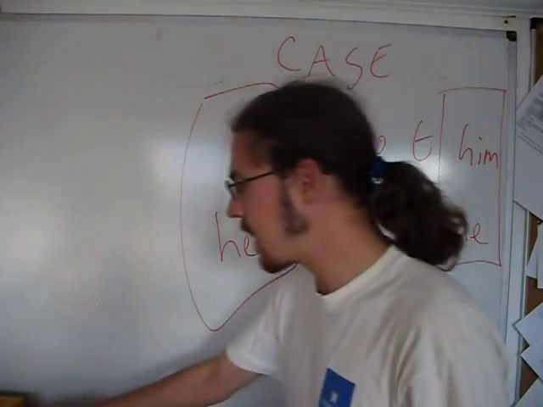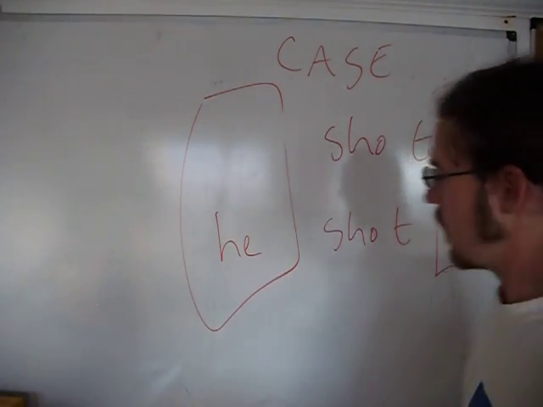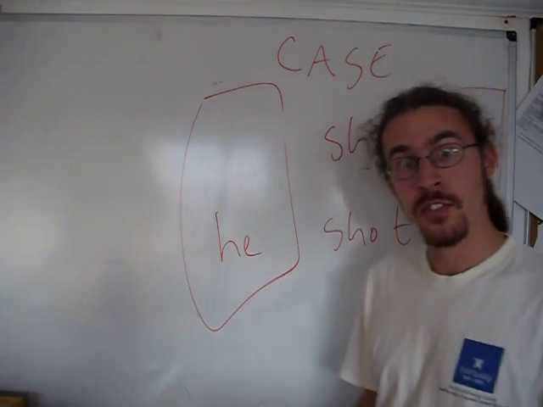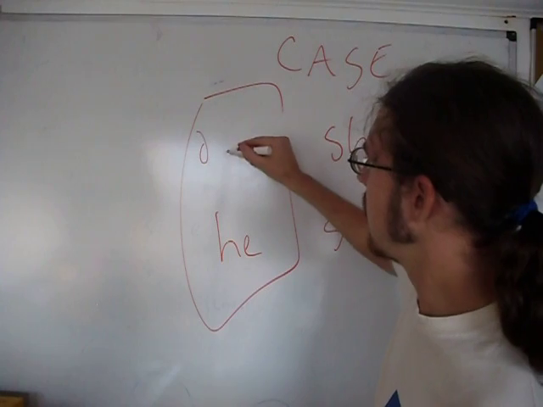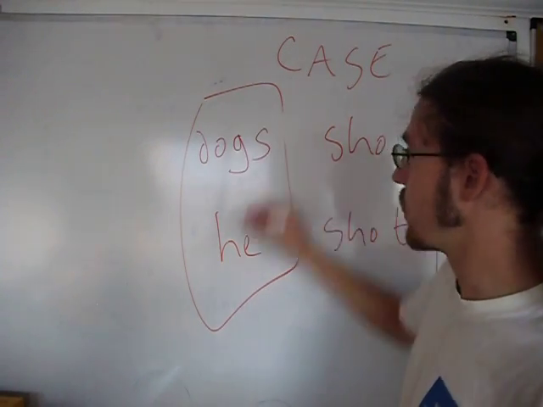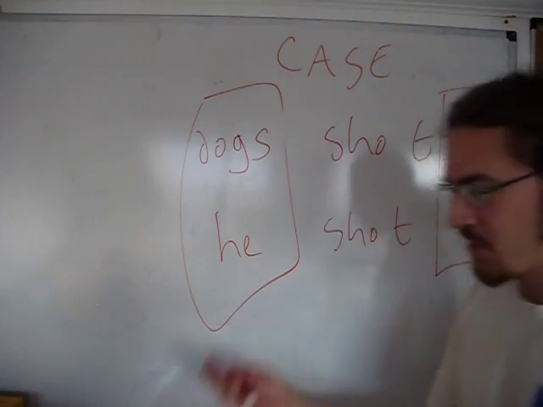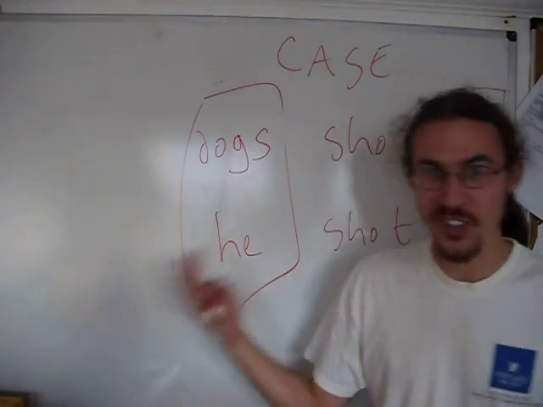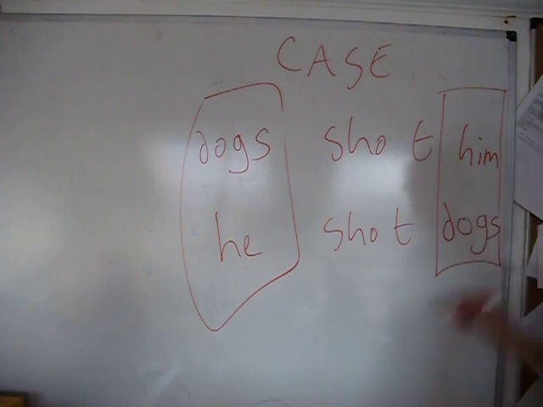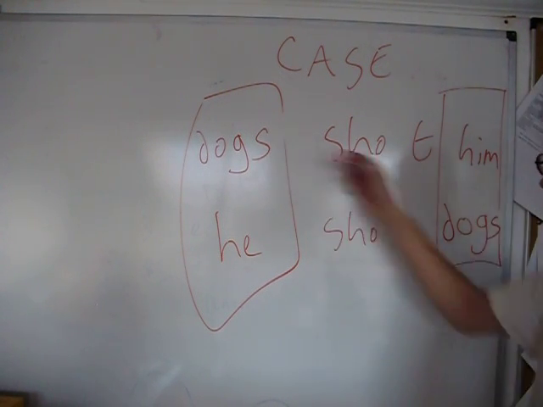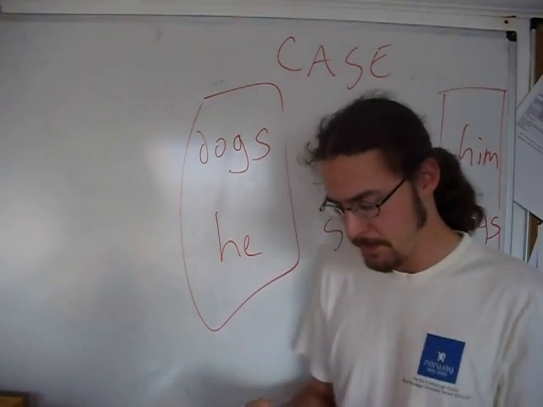A difference between modern English and Old English is that nouns can change their form too. In modern English we might say, oh dear, sorry, it's one of my various implausible sentences, the dogs shot him. Why were the dogs shooting him? I don't know, but the dogs shot him. He shot dogs. Looks the same. The word dogs doesn't change.